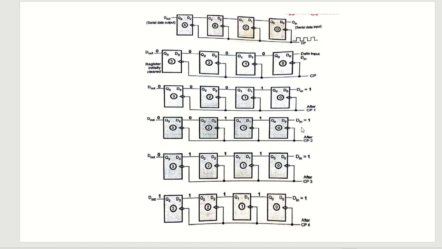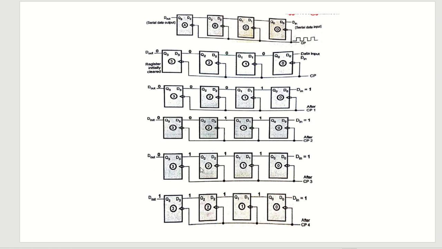When we apply a clock pulse for the second time, Q0 and Q1 become 1 and Q2, Q3 remain 0. At the third clock pulse, Q0, Q1, Q2 become 1 and Q3 remains 0. At the fourth clock pulse, Q0, Q1, Q2, Q3 become 1 and we take the output 1. In this, we give input one bit at a time and we take output one bit at a time. That is serial in, serial out.